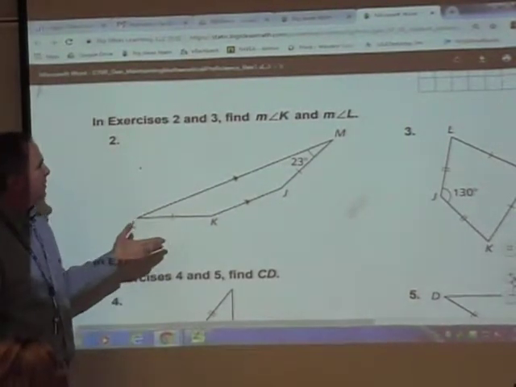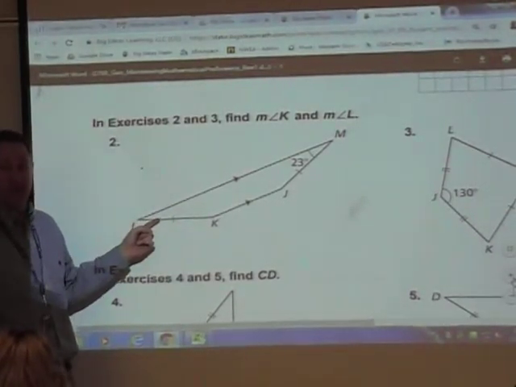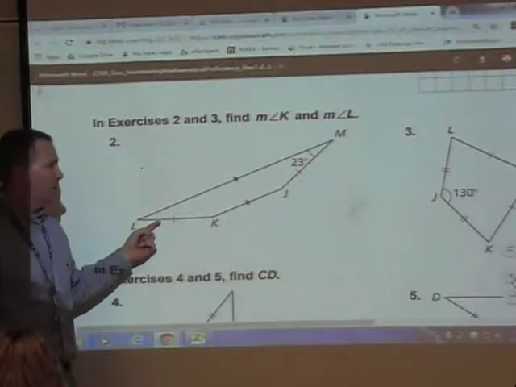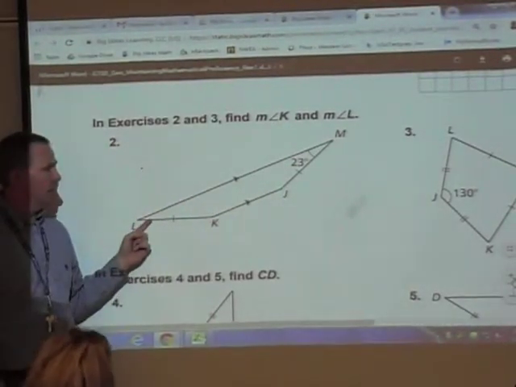So now find the measure of angle K and the measure of angle L. Well, the measure of angle L in an isosceles trapezoid should be the same as M. So this is 23. So write that down if you didn't have that.